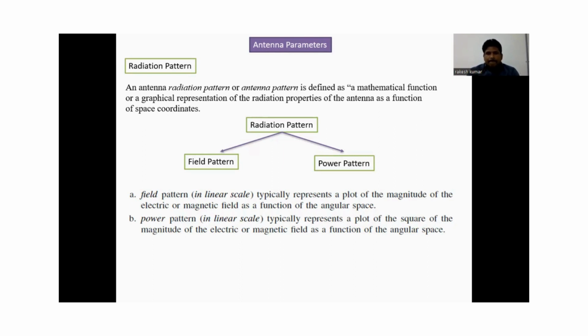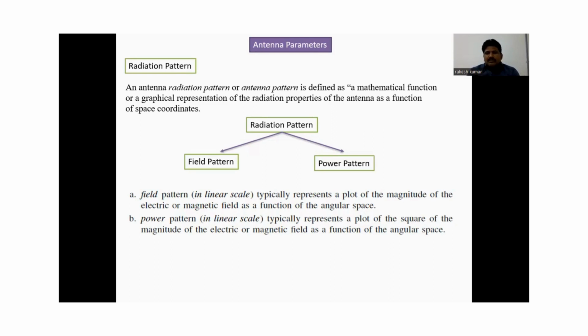It is clear: if the radiation is expressed as electric field strength or magnetic field strength, we call it the field pattern. If the radiation is expressed in power per unit solid angle, then such radiations are called power patterns. Okay, so these are the two broad classifications of radiation pattern: field pattern and power pattern.